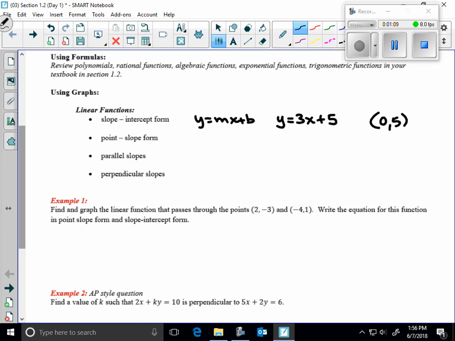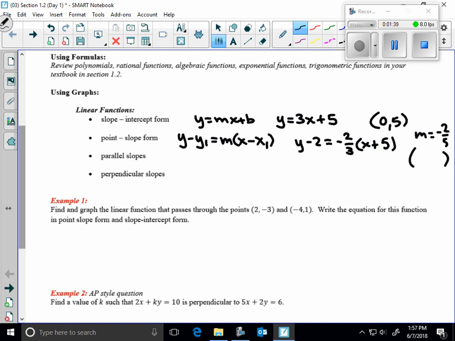Slope-intercept form isn't that great because you have to have one special point, that y-intercept. But point-slope form is much better because you can have any point and a slope. And here's the formula. For example, y minus 2 equals negative 2/5 times x plus 5. Well, I know the slope of this equation is negative 2/5, and I know one point on that line is negative 5, 2. This point right here can be any point on the line. It doesn't have to be the y-intercept.